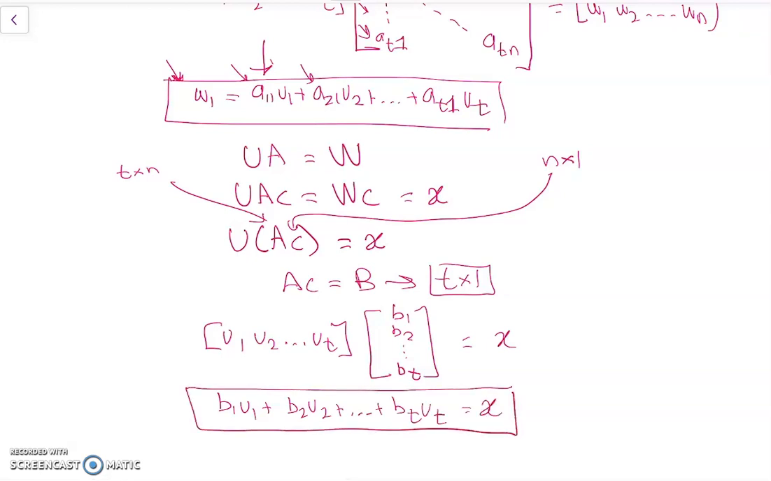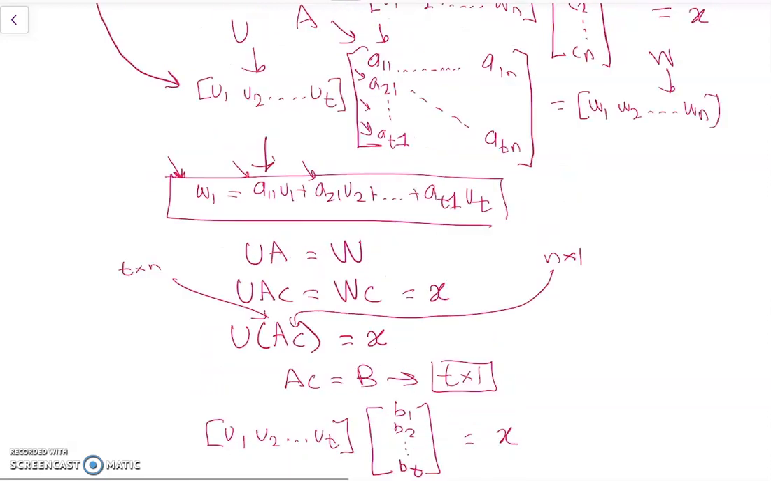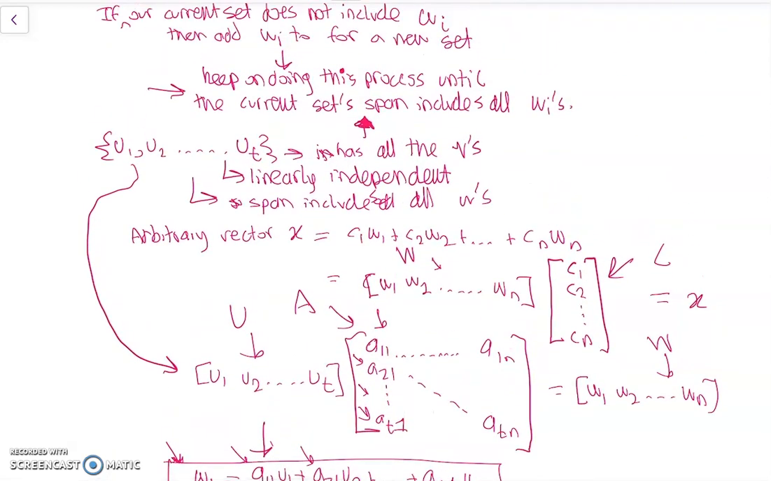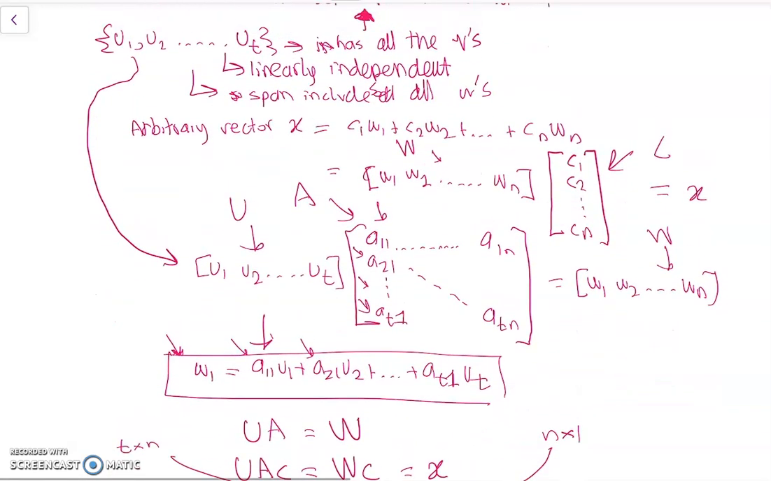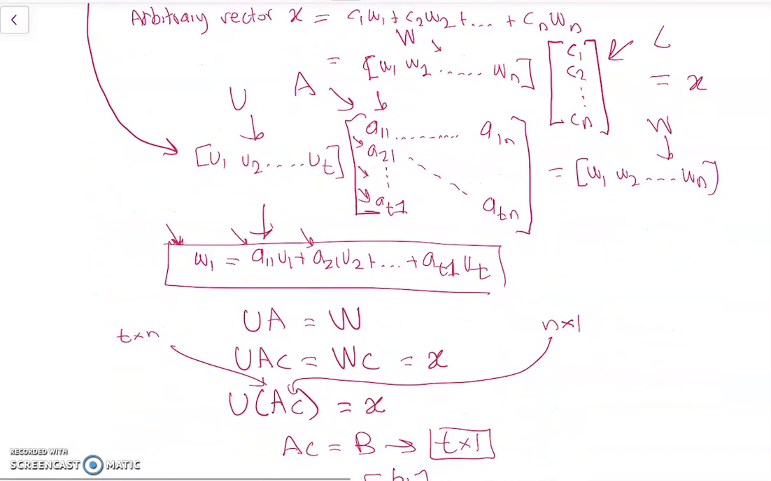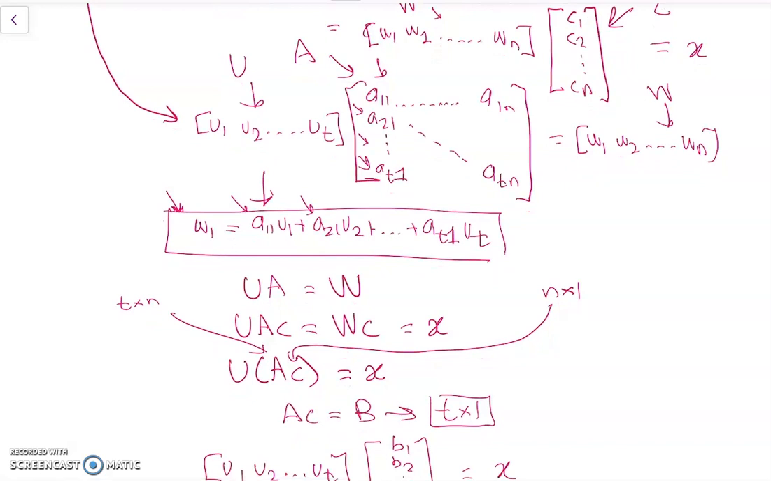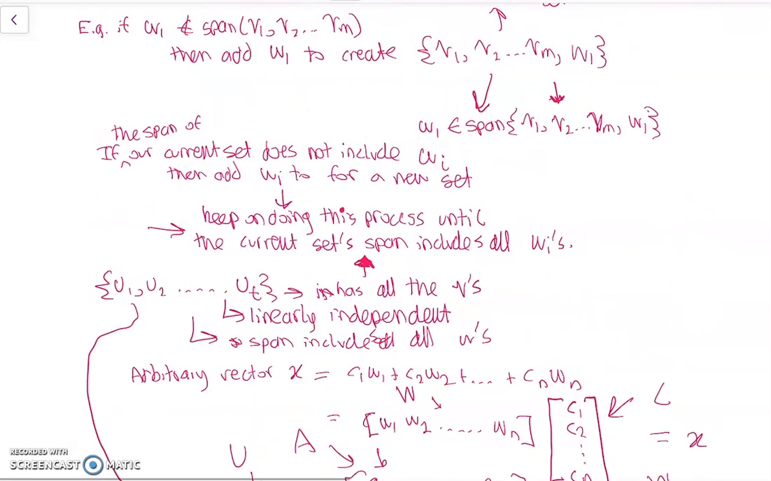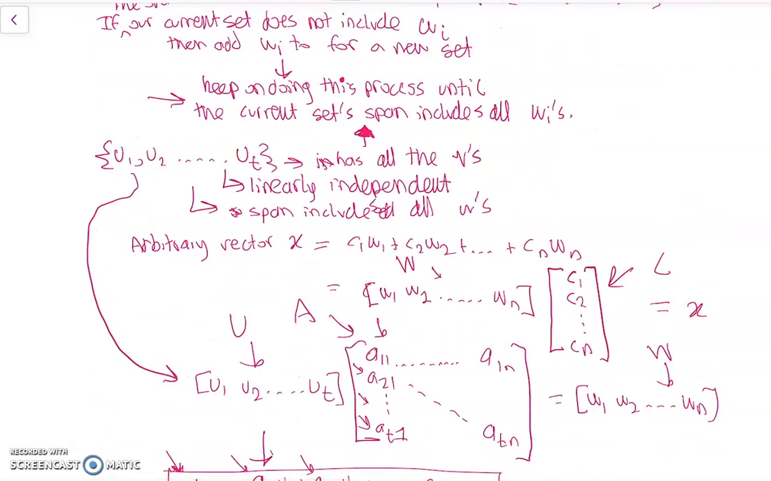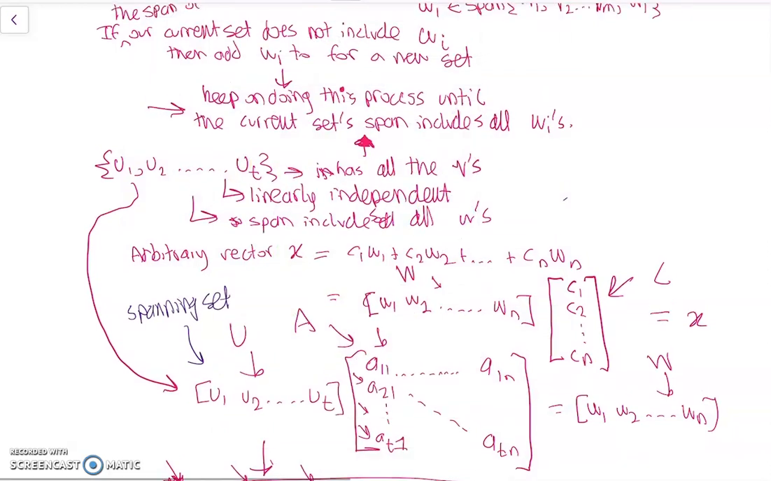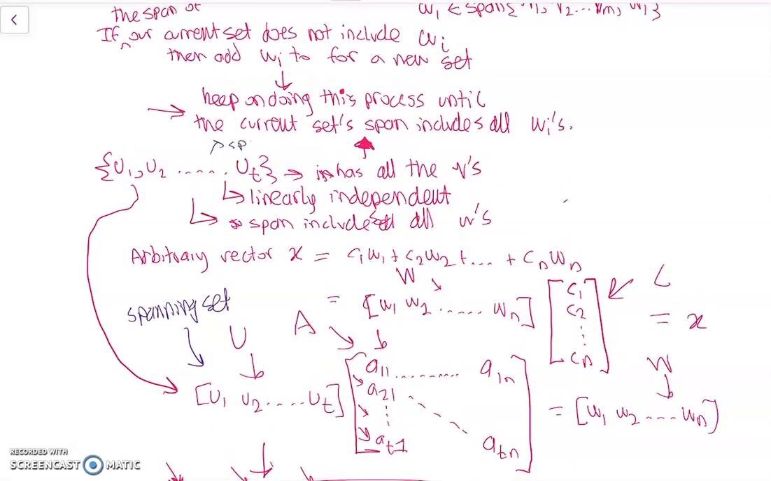So what we've shown is no matter what vector X in the vector space we have, we can write X as a linear combination of the W's, and using the linear combination of W's we can convert it into a linear combination of the U's. So this means the U's are indeed a spanning set, and it's also linearly independent. So it's spanning and linearly independent, so the U's form a basis.